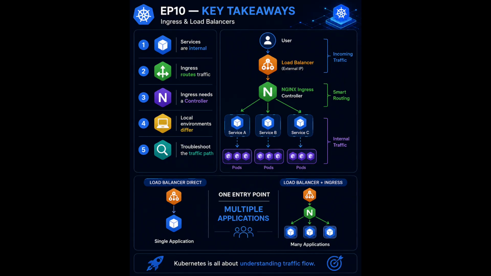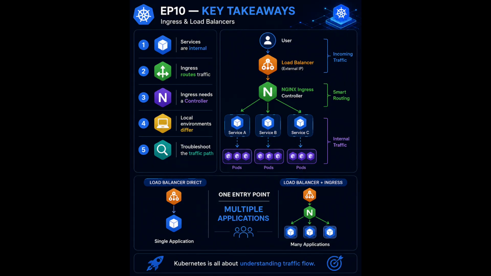Throughout the episode, we followed the complete traffic path. The user sends a request. The request reaches a load balancer. The load balancer forwards traffic to the Ingress controller. The Ingress controller routes traffic to the correct service. And finally, the service forwards traffic to the application pods.